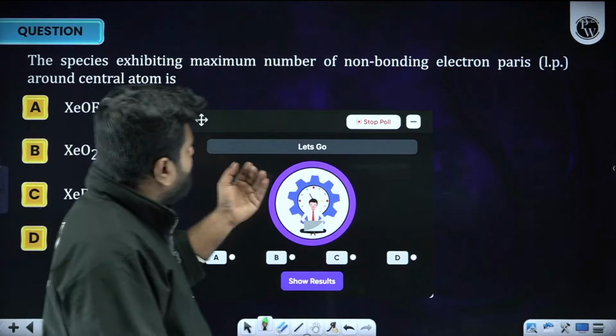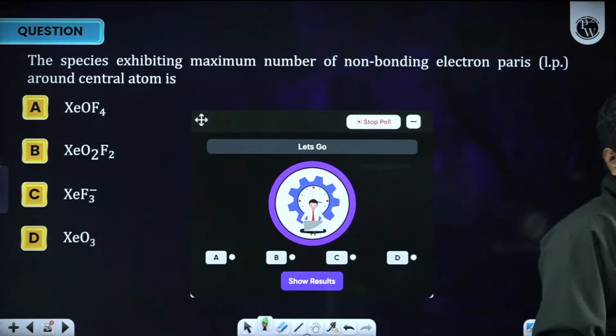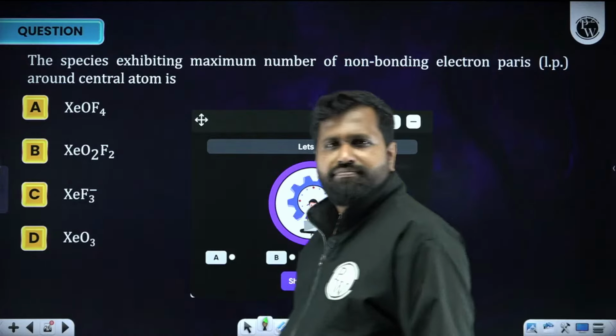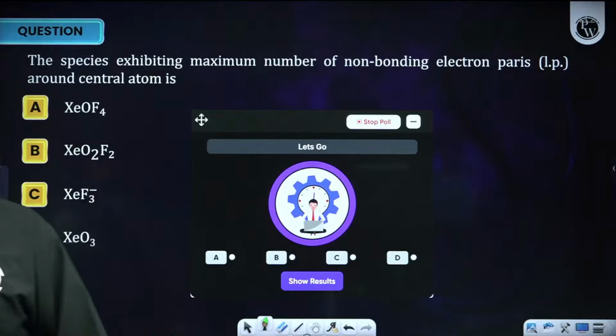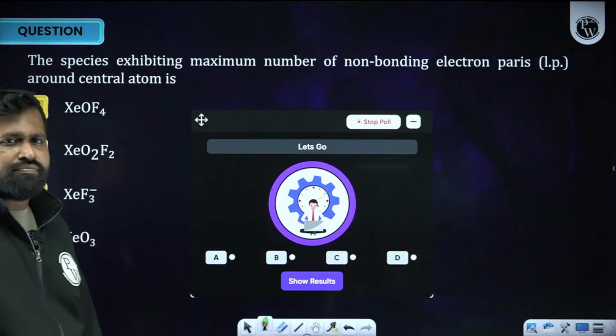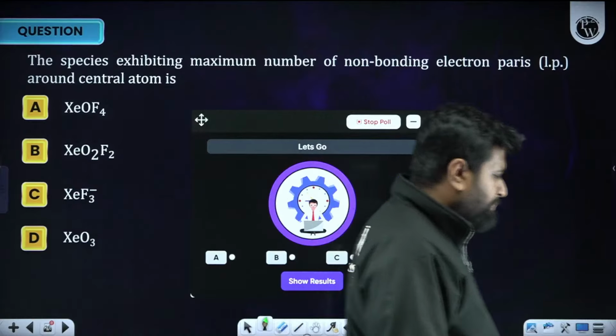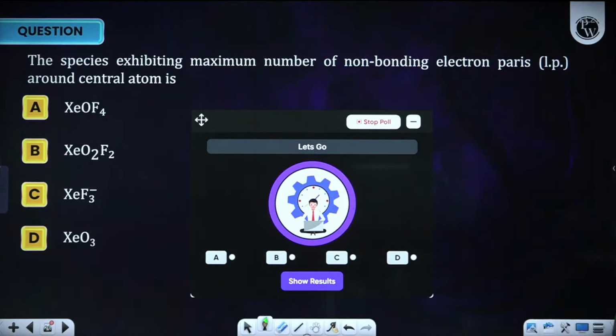Species exhibiting maximum number of lone pair electrons.